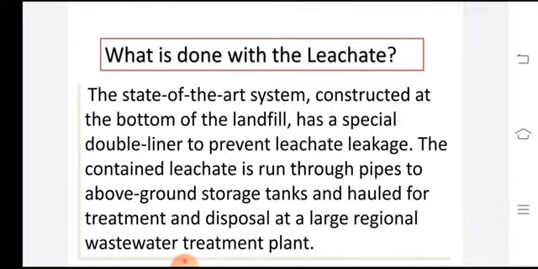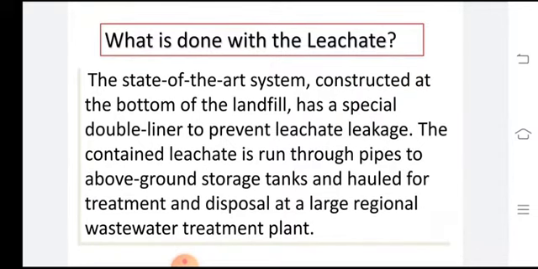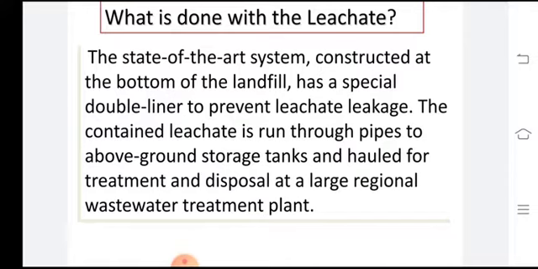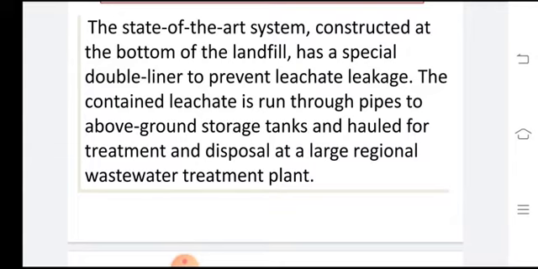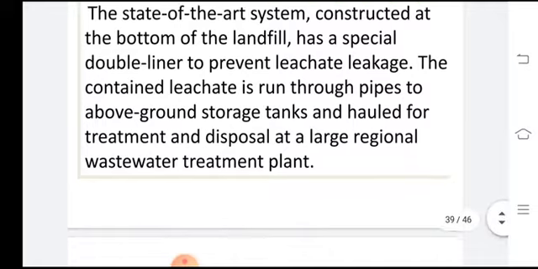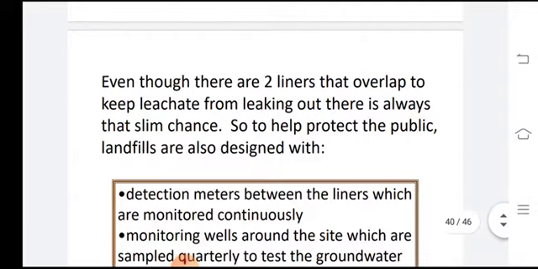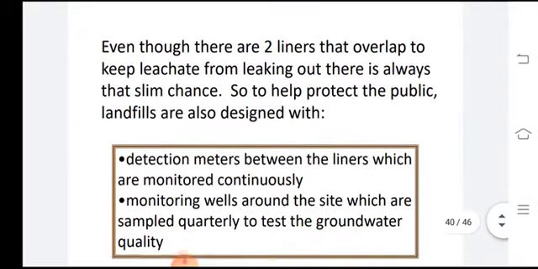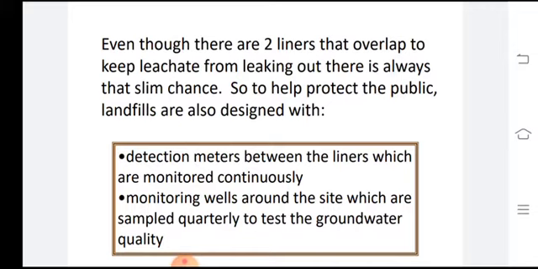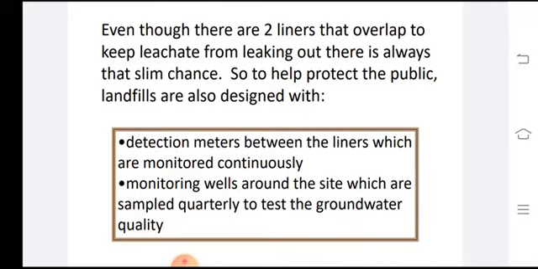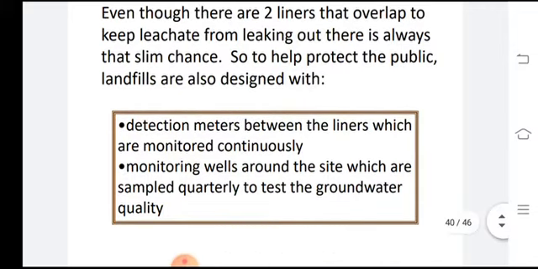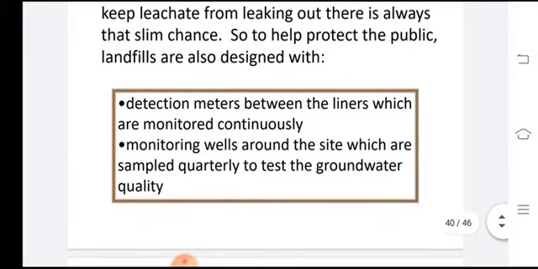Then what is done with the leachate? The state-of-the-art system constructed at the bottom of the landfill has a special double liner to prevent leachate leakage, and the contained leachate will be collected through pipes and stored in tanks, and then it will be treated in the wastewater treatment plant. So even though there are two liners that overlap to keep leachate from leaking out, there is always that slim chance. So to help protect the public, landfills are also designed with detection meters and monitoring wells.